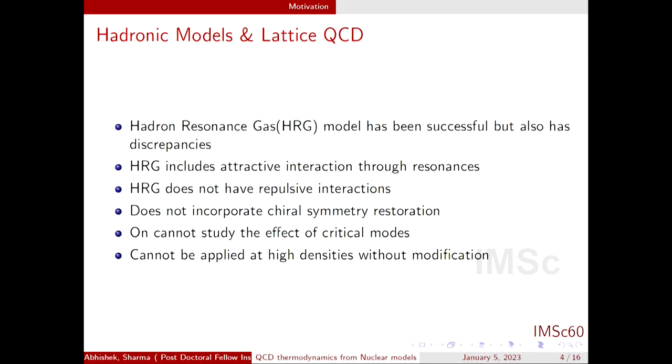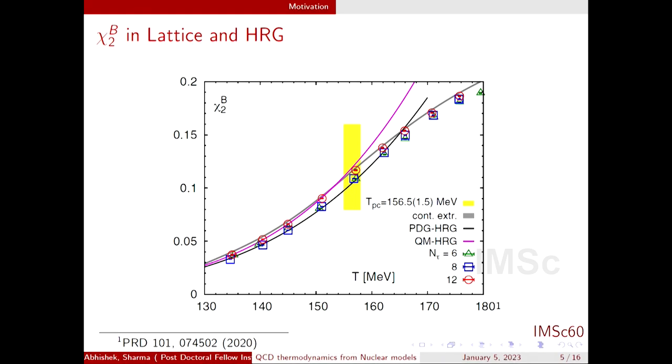Another important problem with the HRG model is that it does not have repulsive interactions. So if you look at this plot, which has been taken from the Hot QCD 2020 paper, on the y-axis one has the second derivative of pressure with respect to baryon chemical potential, and on the x-axis one has temperature. If one looks at the magenta line, which is the HRG result, and compares it to the gray line, which is the continuum lattice result, there is a reasonable agreement up to Tc, which is represented by the yellow band.